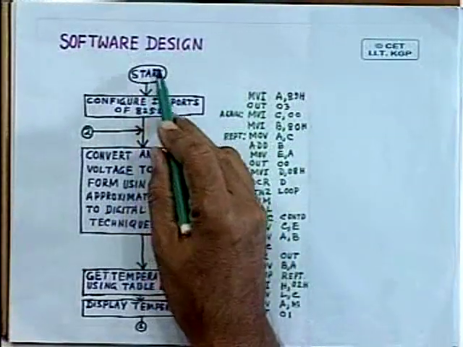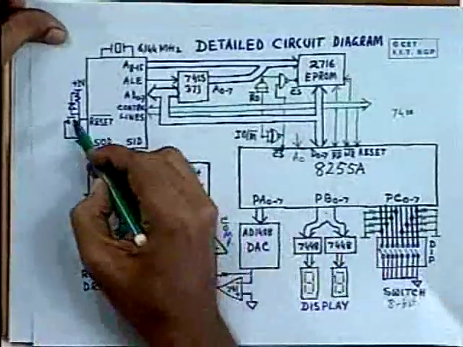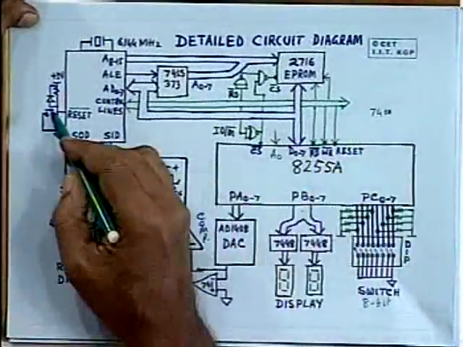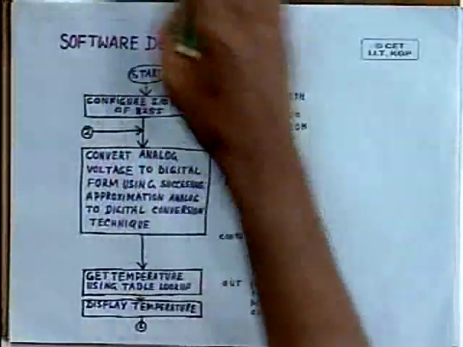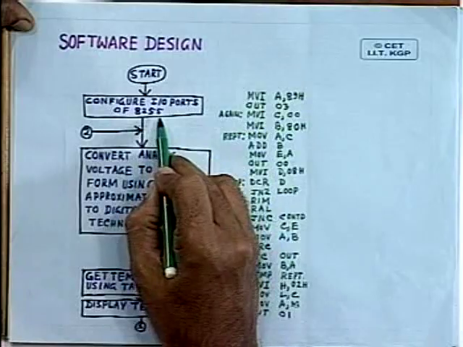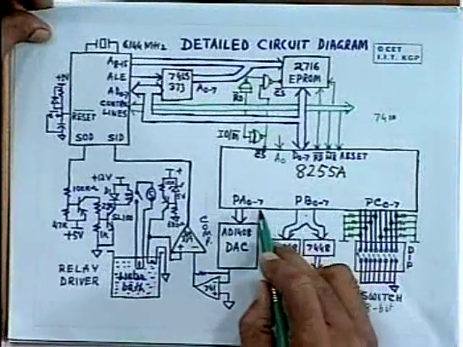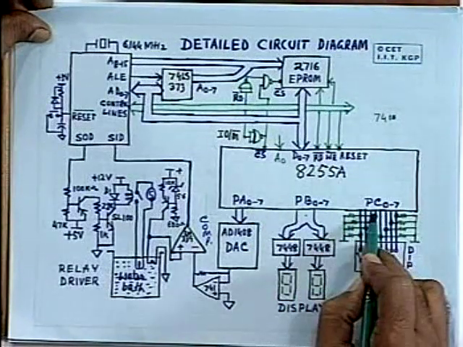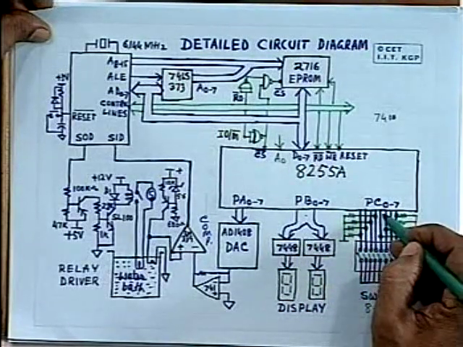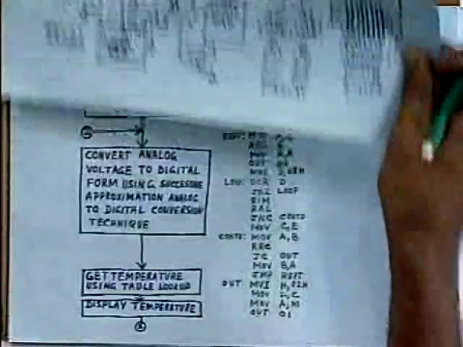Now we have to focus on the software design. Let's see how it is being done. First of all, here we start the process. The starting is done either by resetting the switch or at the time of power on, by auto power on reset. The first operation that you have to do is to configure the IO ports of 8255. In this particular case, we are configuring all the three ports in mode 0, with port C as input, port B as output and port A as output. So this initialization has to be done in the beginning.